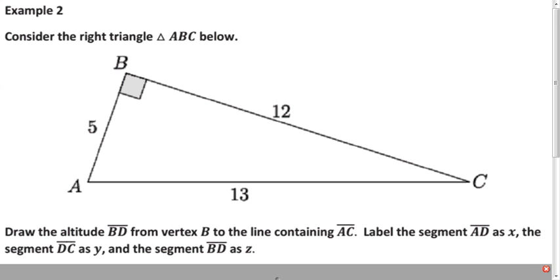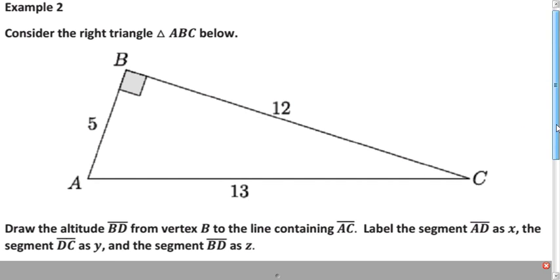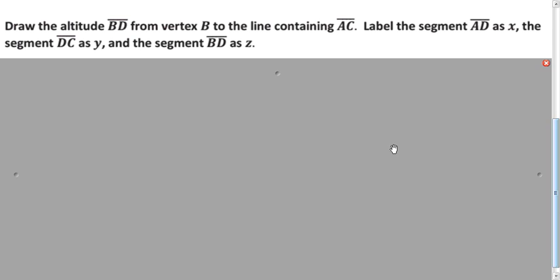So let's look at this right triangle. First, I'd like you to draw an altitude from vertex B to the hypotenuse, and then label the distances they give here appropriately. So they want AD to be X, they want DC to be Y, and BD to be Z. So hopefully you drew a diagram that looks like this one.